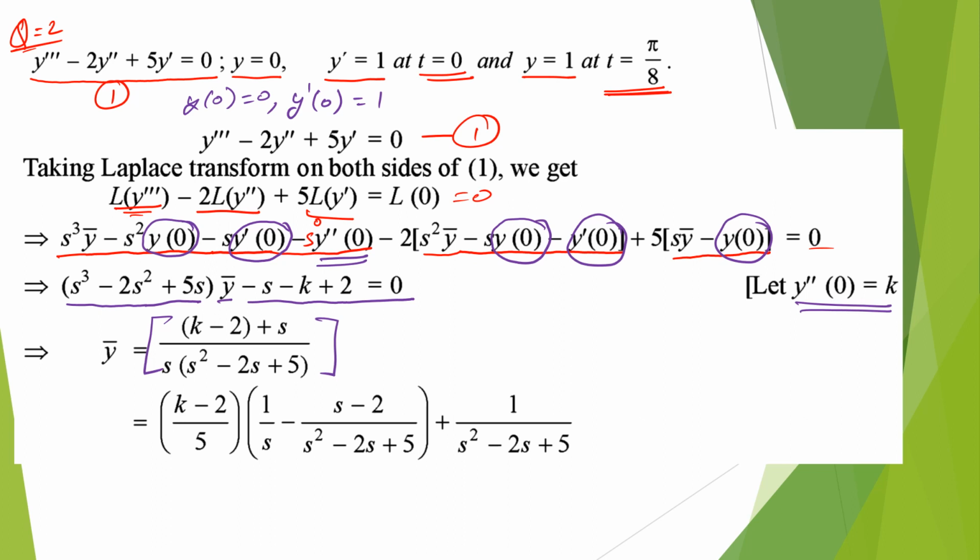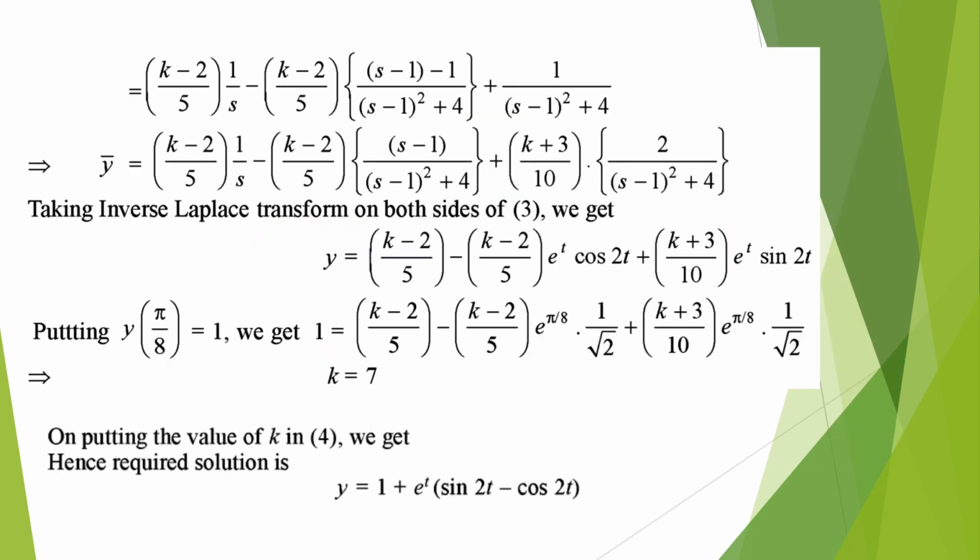Now k − 2 is taken as a constant. To solve the Laplace of this, we just do the partial fraction and we receive this value. Now Laplace of y is equal to this, after doing the partial fraction and separating the terms.